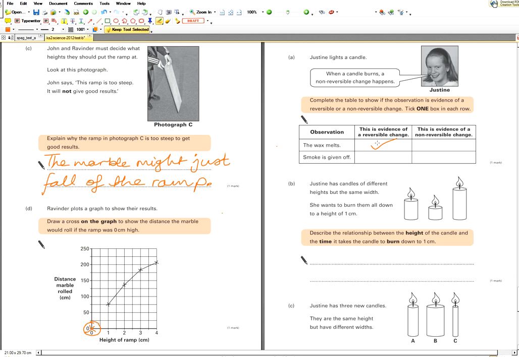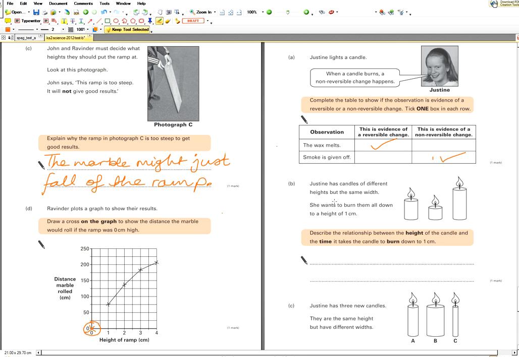Next one, smoke is given off. When smoke is given off, does that tell us it's reversible or irreversible? Irreversible. Absolutely irreversible. Because what's happened? We've had a chemical change, and that's what's called irreversible.